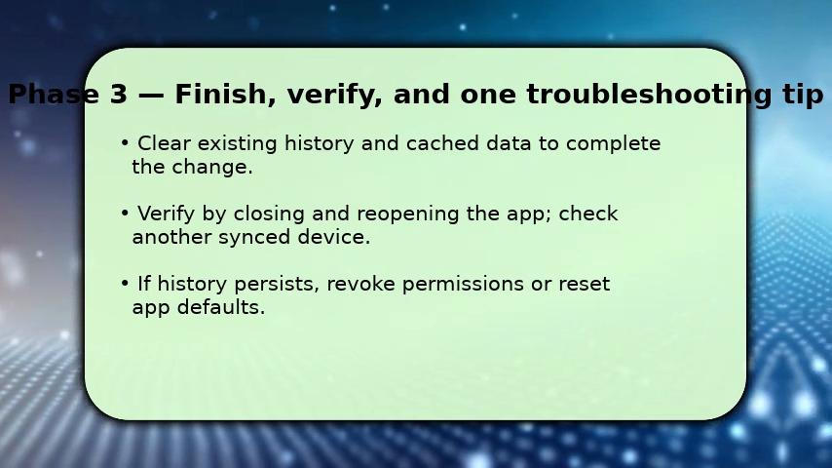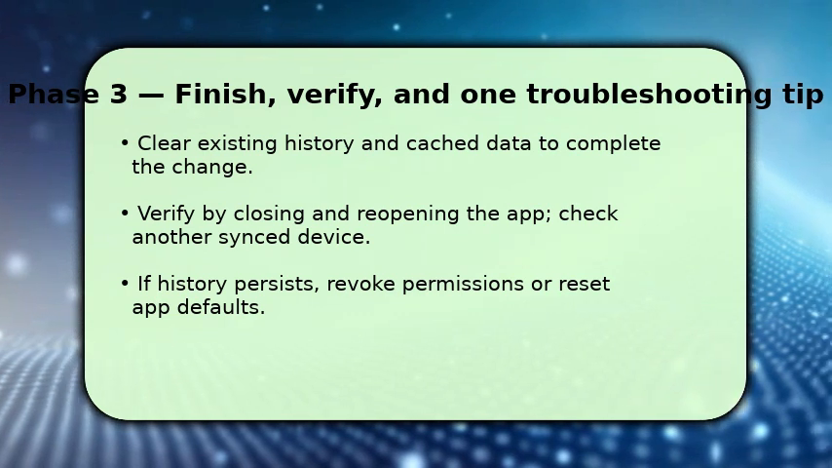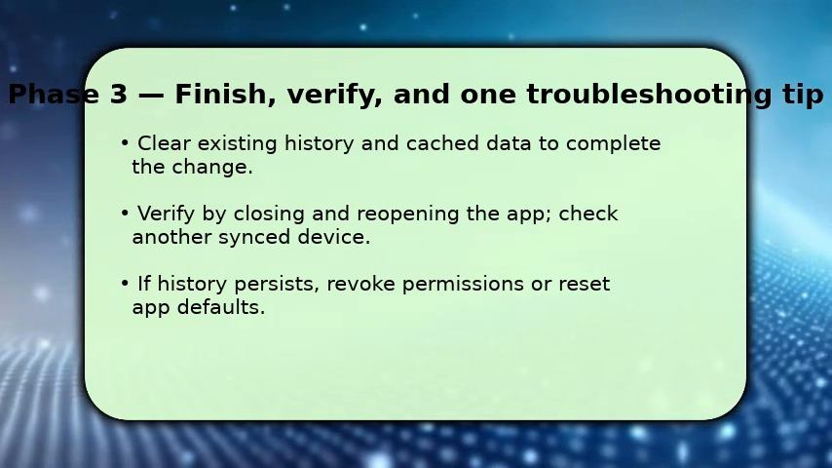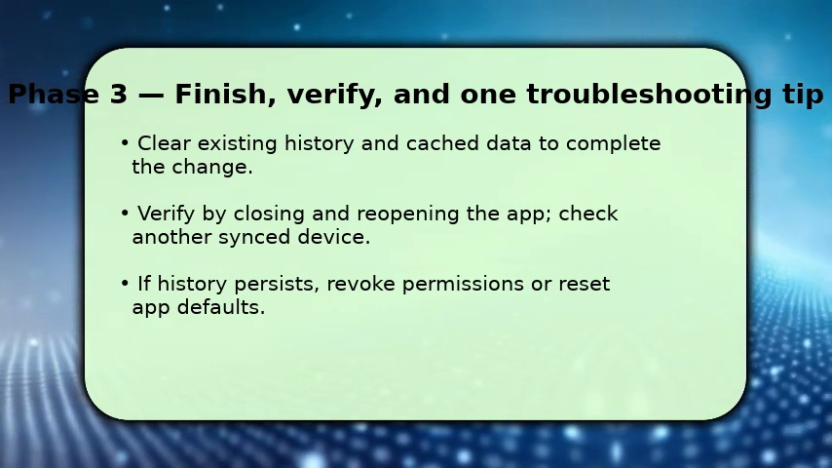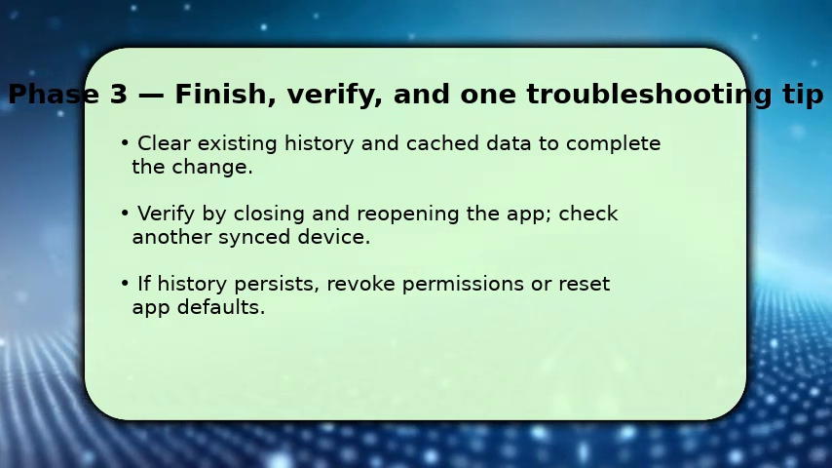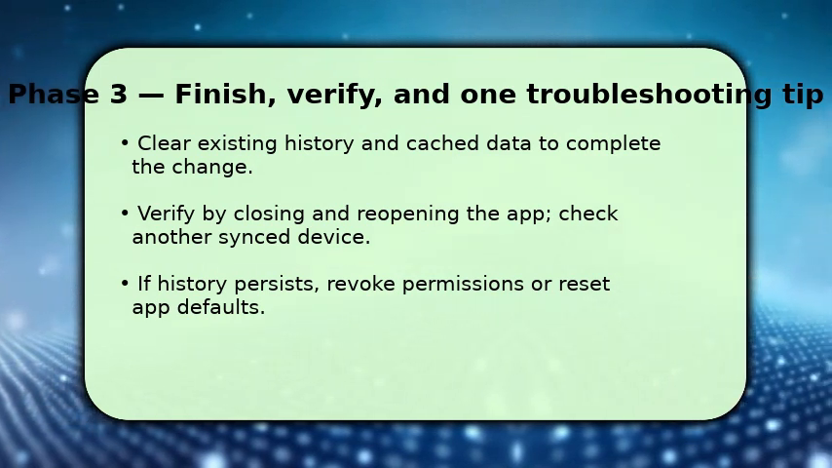If entries persist, revoke app permissions, disable third-party tracking extensions, or reset app defaults. One key troubleshooting tip: if history still appears, sign out everywhere and change your account password, because a connected service may be reapplying settings without your notice.